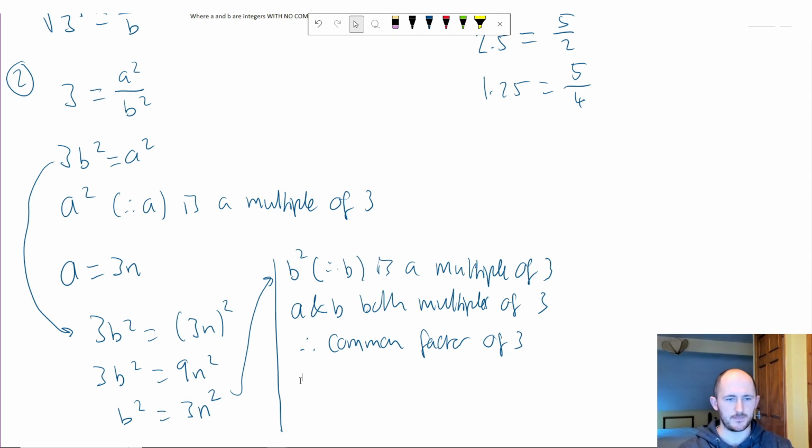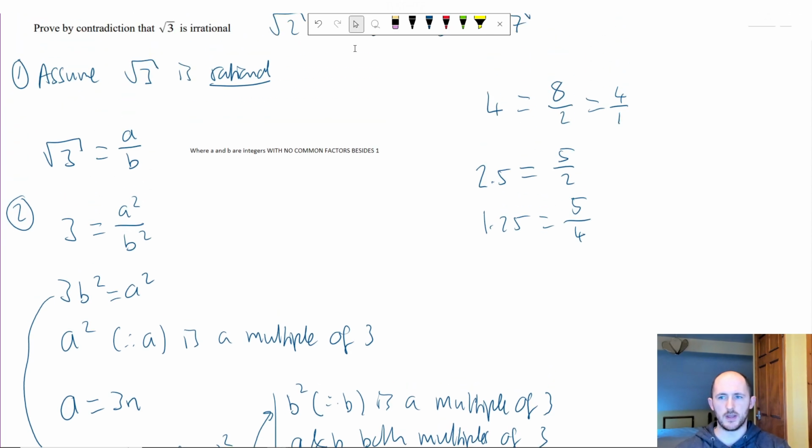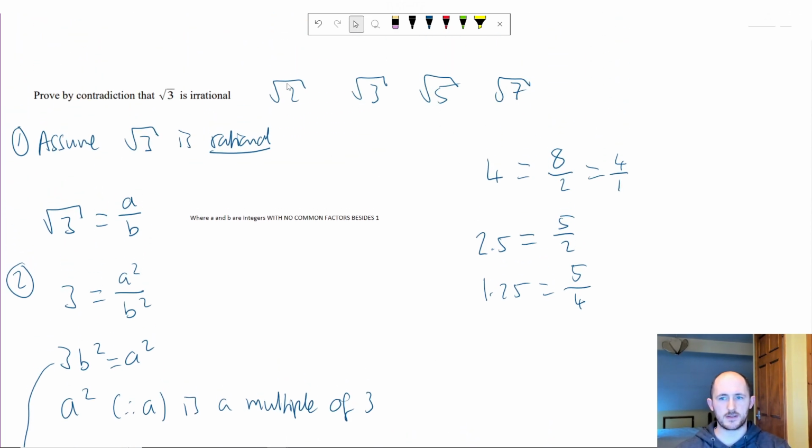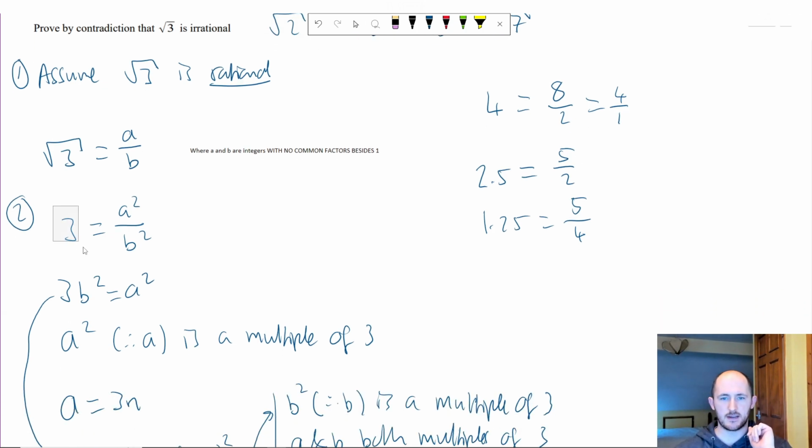So, common factor of 3. Therefore, the assumption is incorrect, and root 3 is irrational. Now, I mentioned to you that you should now be able to do the same thing for square root 5, square root 7, and square root 2. And I would challenge you to try and do square root 2, because the only difference is that instead of being root 3, it'd be root 2.